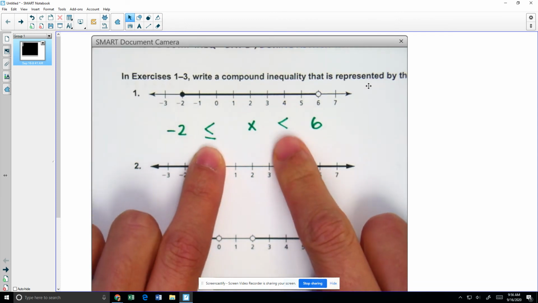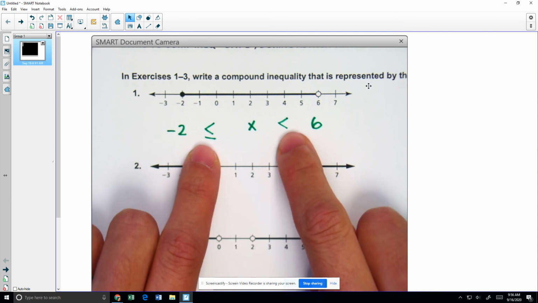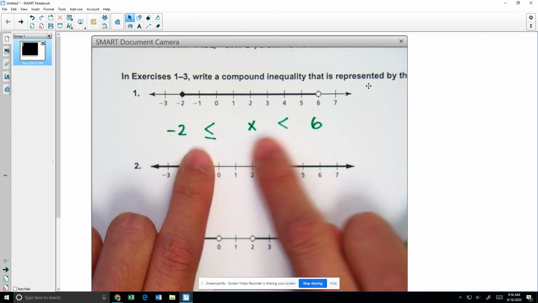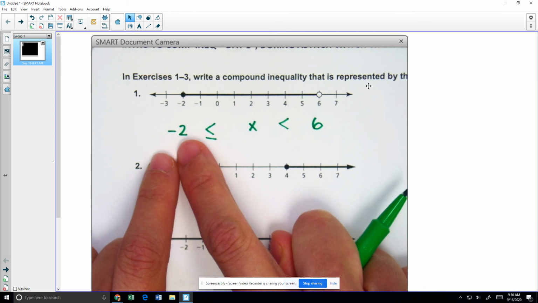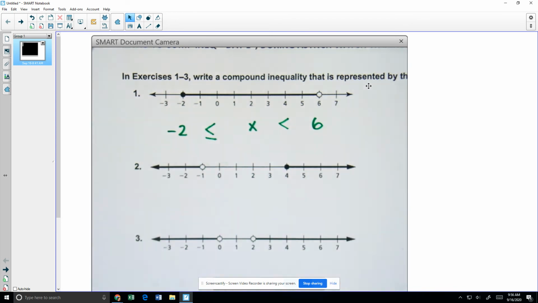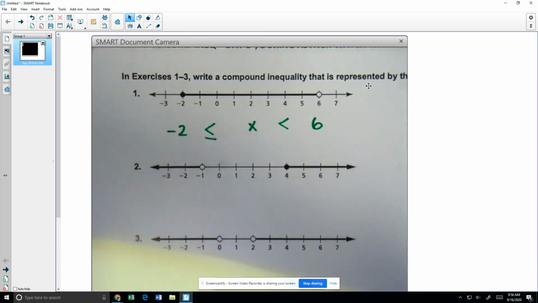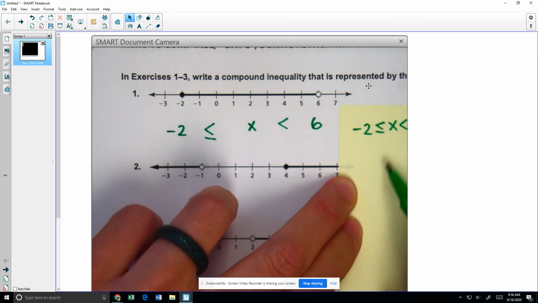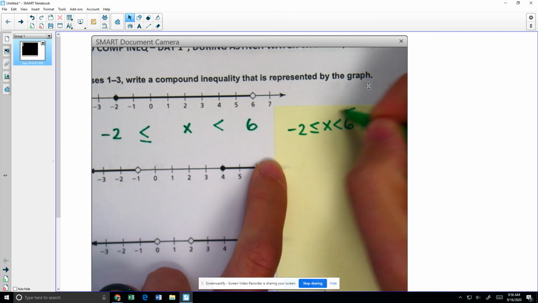So I feel like the direction that these inequalities face might confuse you. Just think of it this way. The alligator is always going to eat to the right. Whenever you write an inequality with an and statement, the alligators always eat to the right, and the reason why is because you always write from the smallest number to the biggest number. So first of all, let me tell you this. This is what we just wrote: -2 is less than or equal to X is less than 6. This is the correct answer, right? I just kind of spread it out right here, but this is really the correct answer.